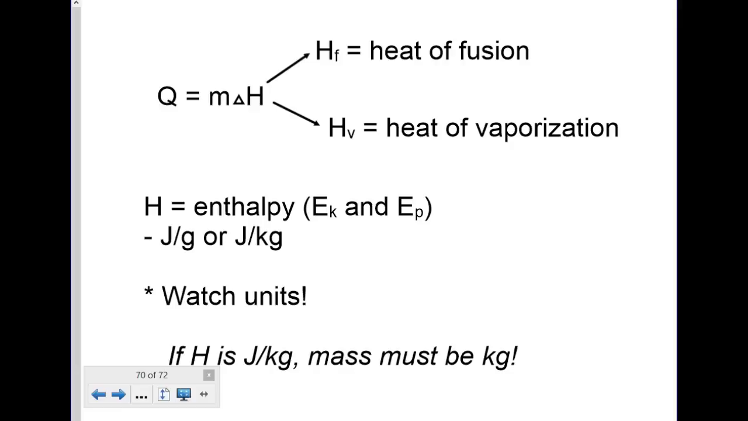Okay. So heat of fusion is an older word that means melting. But you have to remember that melting and freezing are going to be equivalent values. So if you have a positive heat of fusion value, that means that your substance is melting. But if you have a negative heat of fusion, that means that the substance is freezing.